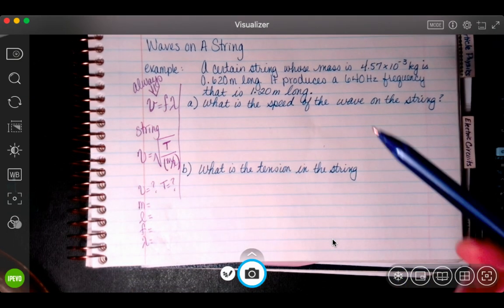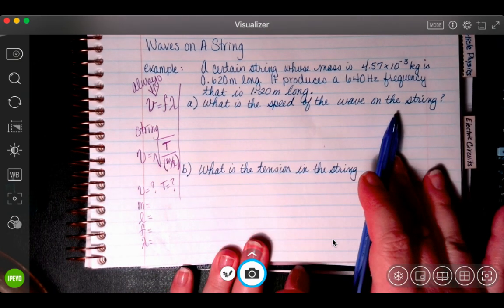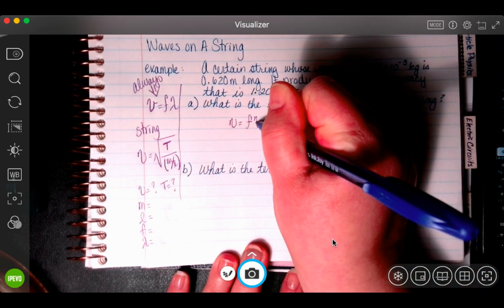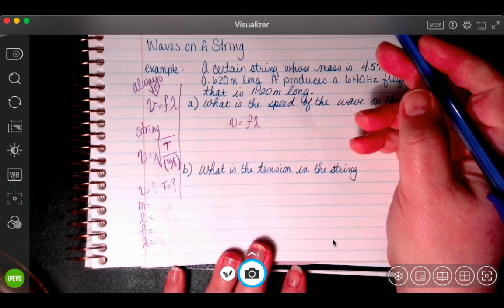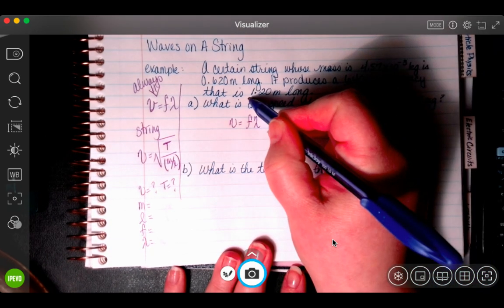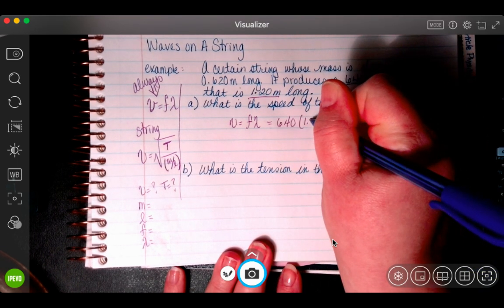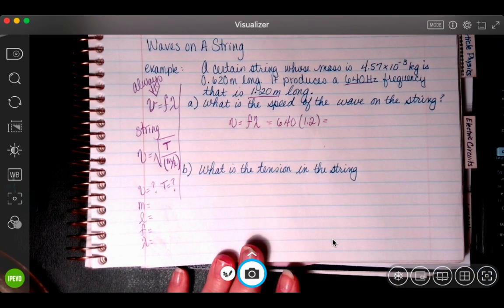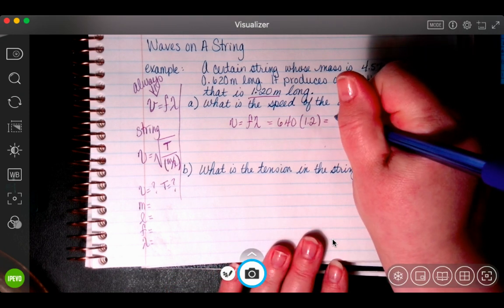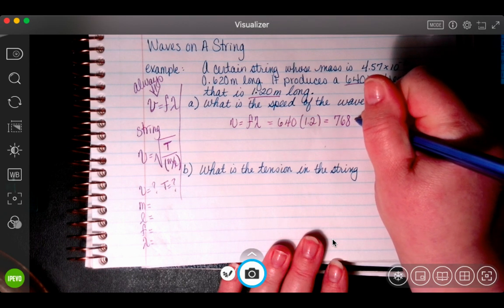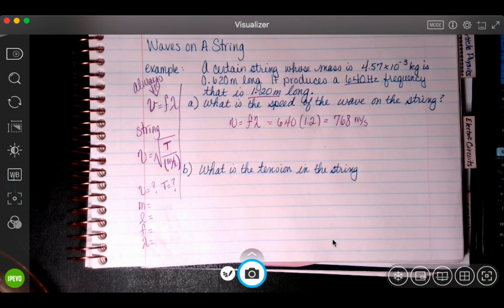So first of all, that leads me to, hey, I have an easy way to find the speed of the wave, which would simply be that the velocity is equal to the frequency times the wavelength. And we know the frequency, and we're told the wavelength as well. So this is just that straightforward 640 times 1.2, which, according to my calculator, we get 768 meters per second. Okay, that's an exact number. Sig figs, we don't have to do any rounding. We can leave it as is.